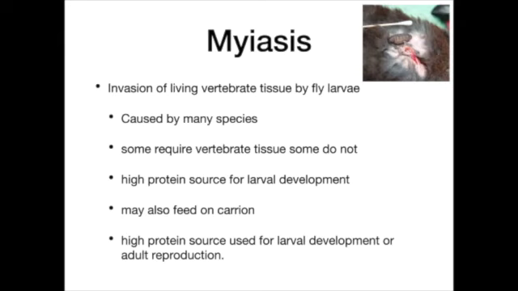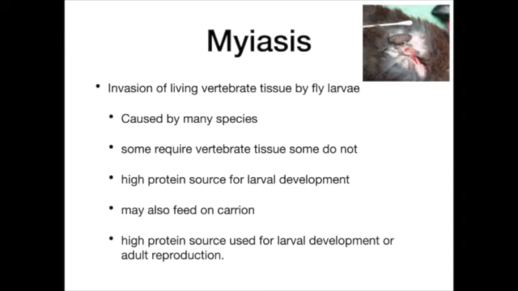So myiasis, what exactly is myiasis? Well, it's invasion of living tissue with fly larvae. So many flies will actually lay their eggs on animal tissue, eukaryotic or warm vertebrate tissue, and once the eggs hatch, the larvae will consume that tissue for a nutrient source while they are going through stages of development.